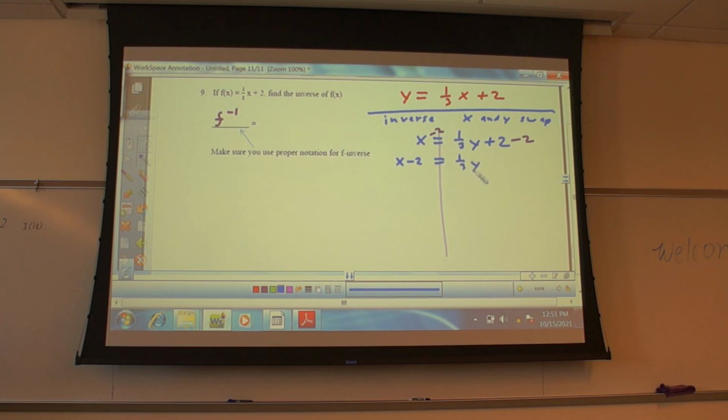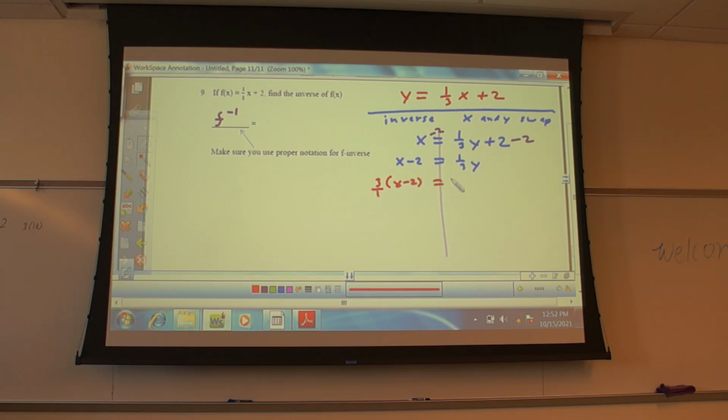And then I need to multiply by the reciprocal to get rid of the 1/3 y. Anytime you have a fraction, multiply by the reciprocal. So this becomes 3, or 3 over 1. So you get it that way.